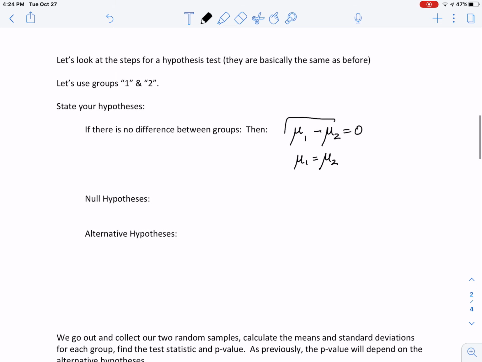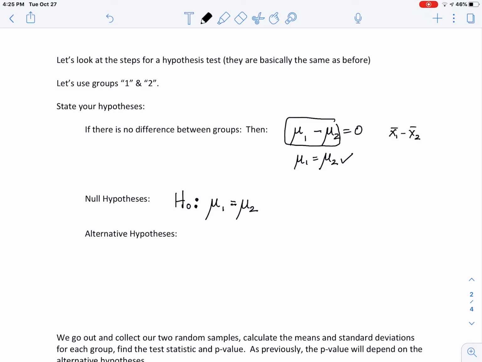Now remember, this is our random variable. I should say x bar 1 minus x bar 2 is our random variable. But we tend to write our null hypothesis this way, typically. And in this case, the mean for group 1 is no different from the mean for group 2.